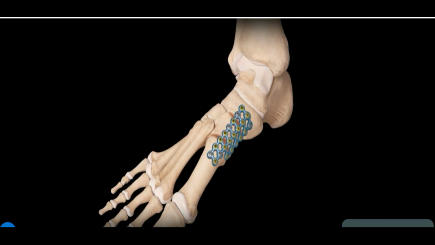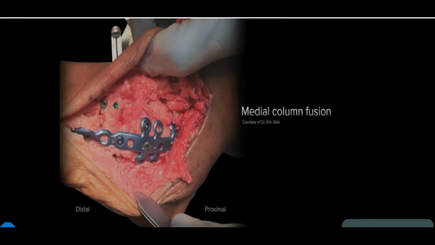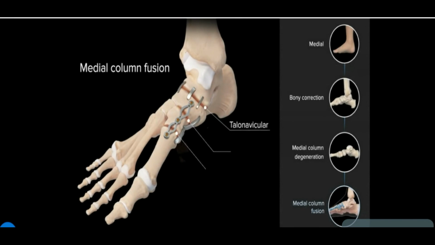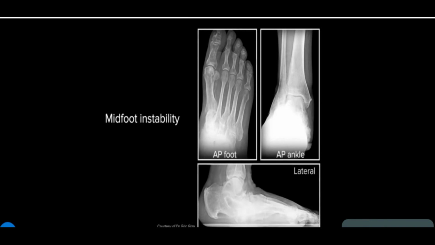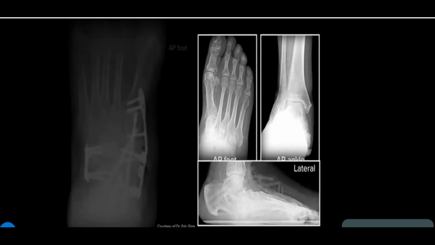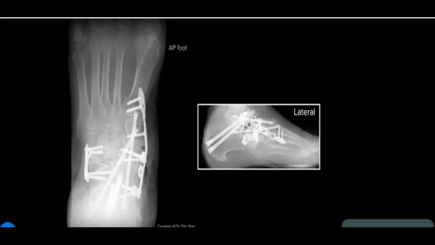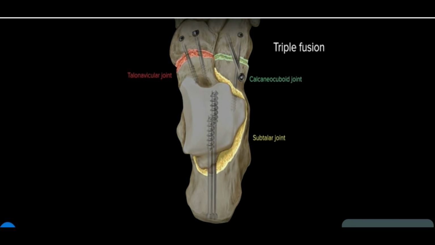The choice is patient-specific, and correction of midfoot instability can be a combination of talonavicular, navicular cuneiform, and first tarsometatarsal joint fusions. More severe or arthritic deformities on the medial column can be combined with a triple fusion in the later stages of the deformity as needed. We will address the triple fusion in more detail later.